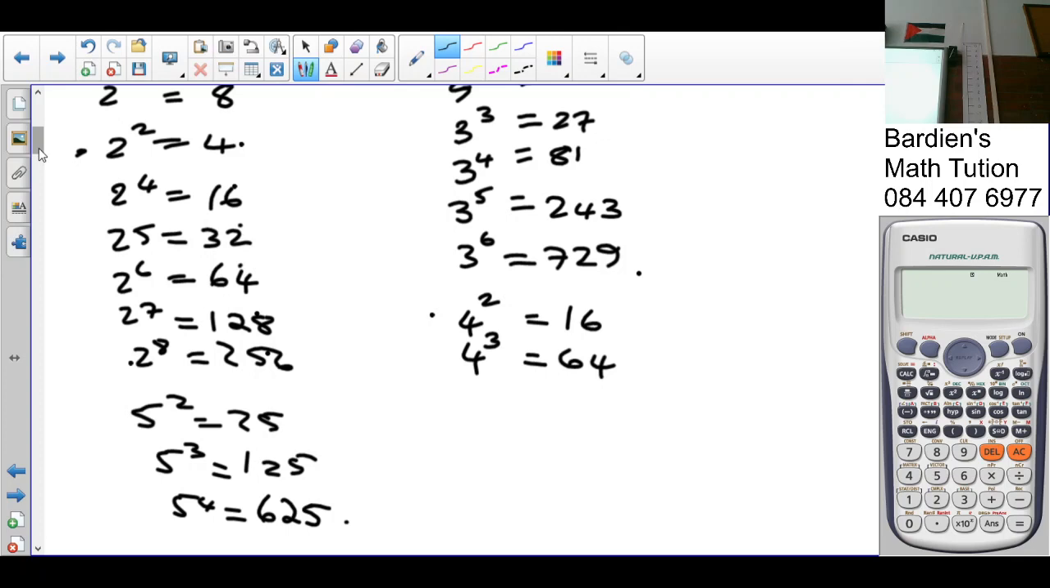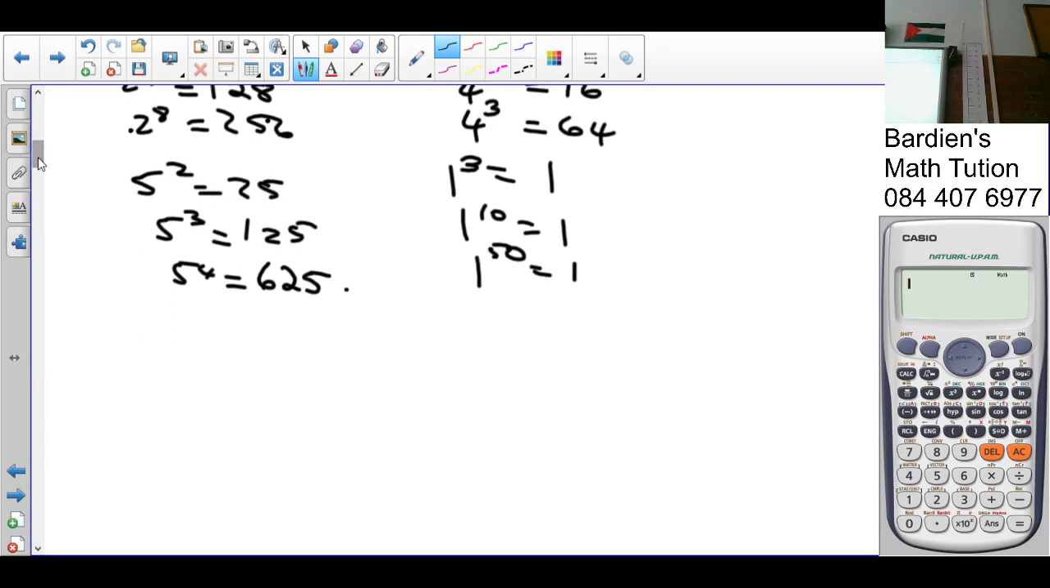Also, remember, what is 1 cubed equal to? 1. What is 1 to the 10? 1. What is 1 to the 50? You all okay with that? On the other hand, if I got negative 1 cubed, what is that? Negative 1. Negative 1 to the 8. Positive 1. What's the rule? Exponent, yes? Even, then it's positive, yes. And when the exponent is odd, it's negative. You all okay with that?